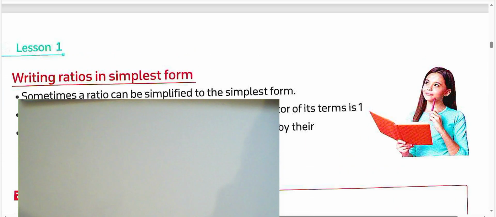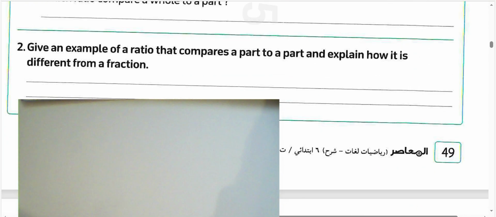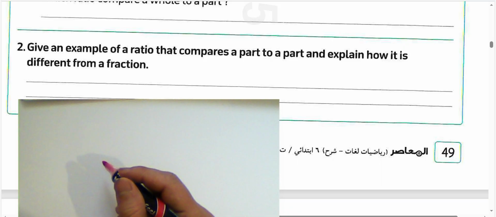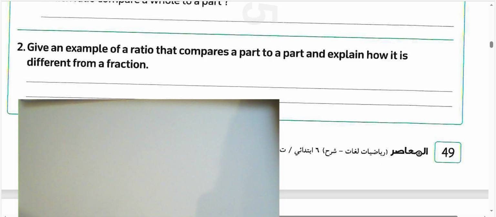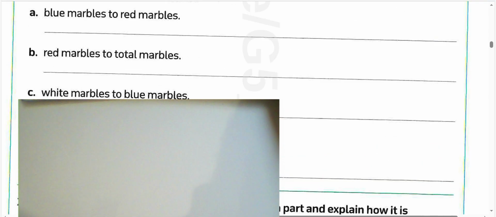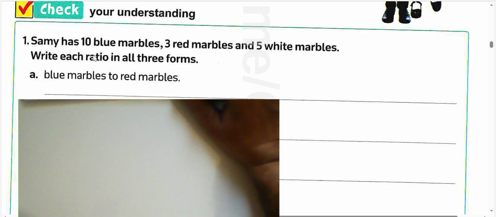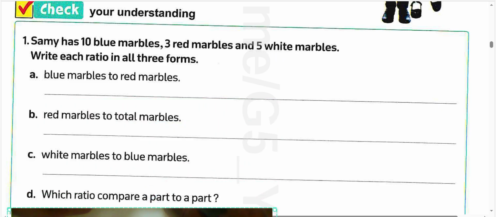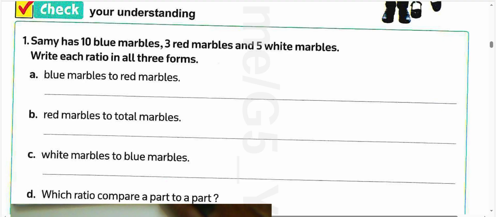Next question. Give an example of ratios that compare a part to part and explain how it is different from a fraction. You can write like this, change the digits. We have 15 blue marbles and 6 red marbles and 10 white marbles, and then find the ratio between them, together like A and B and C and D. Replace by changing the numbers.